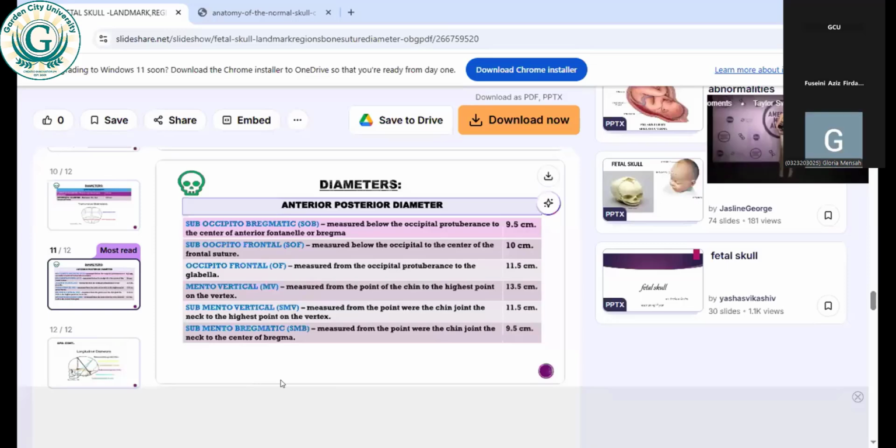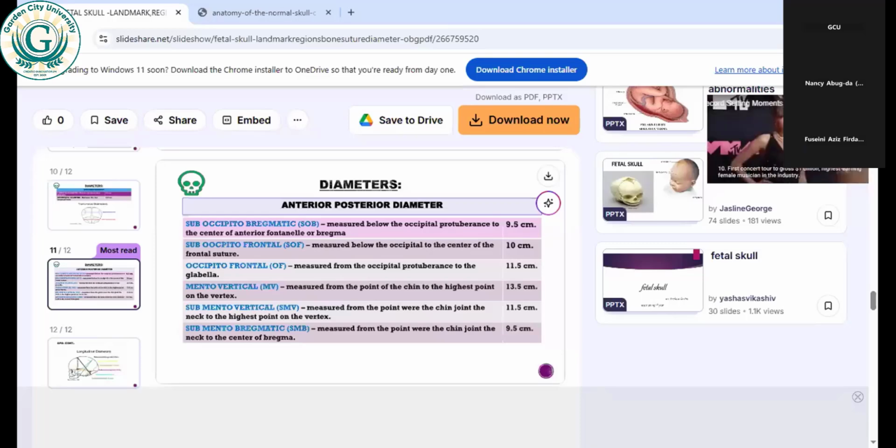Okay, so I'm taking them again. Suboccipitobregmatic measures 9.5. Suboccipitofrontal 10.0. Occipitofrontal 11.5. Mentovertical 13.5. Submentovertical 11.5. Submentobregmatic 9.5. So we are done.